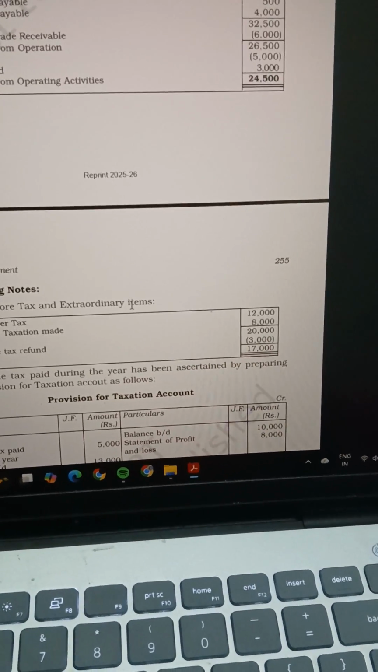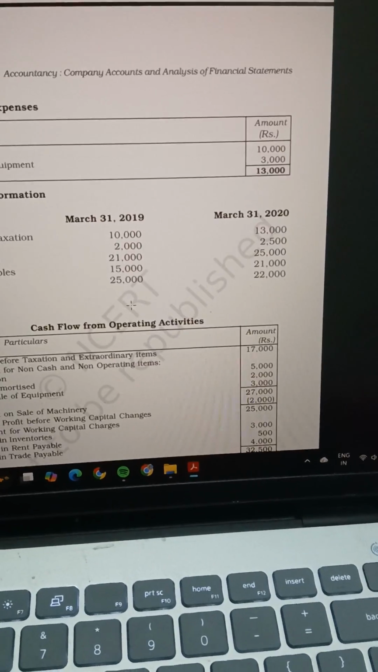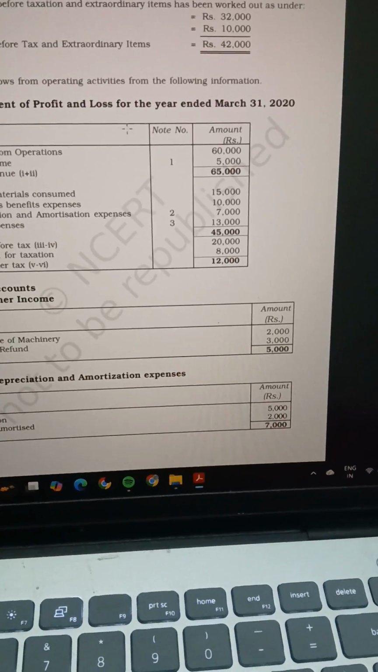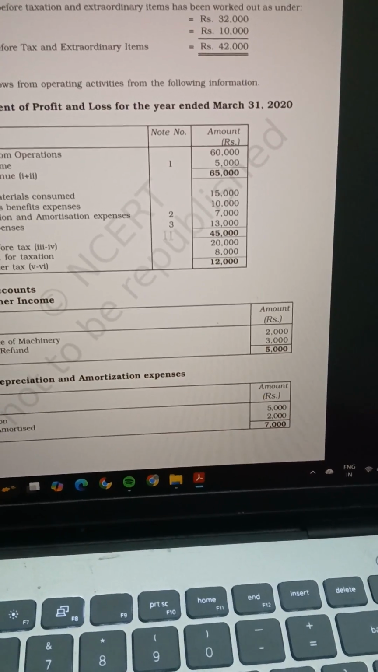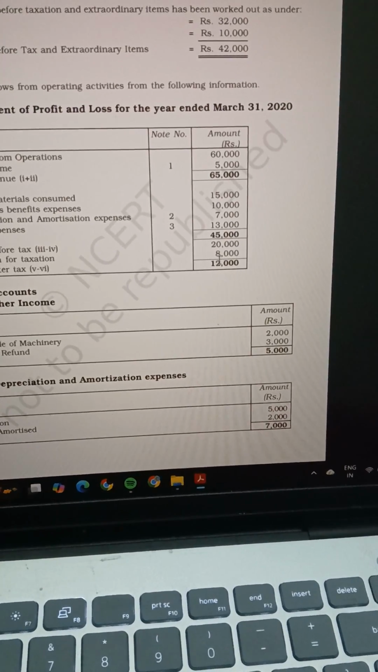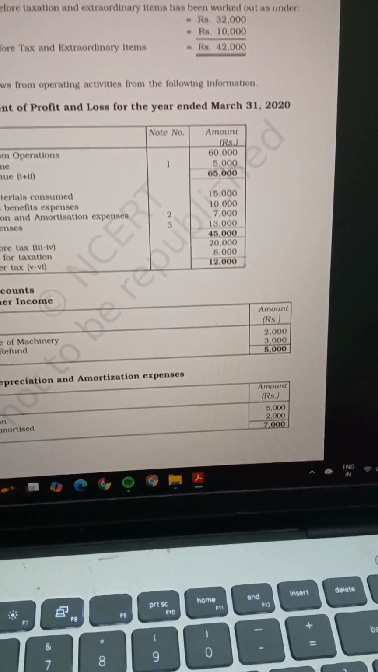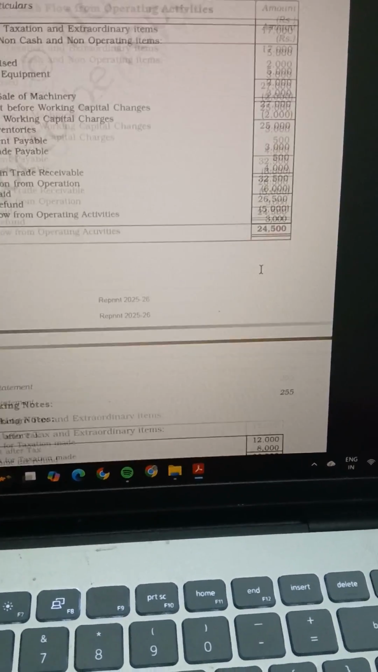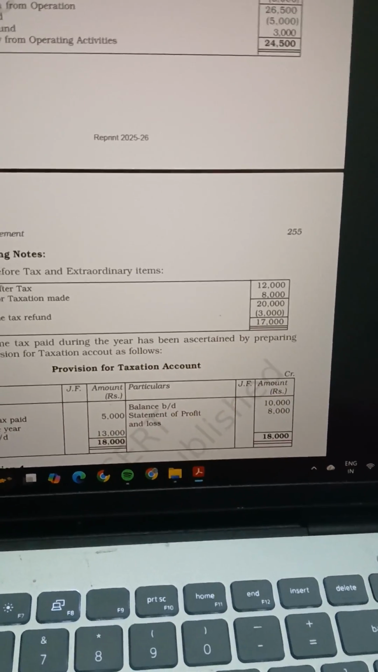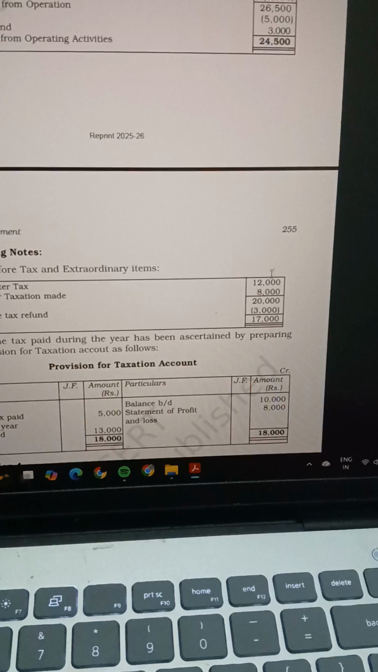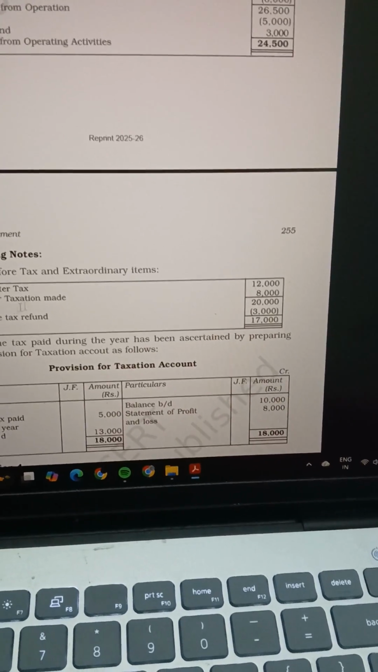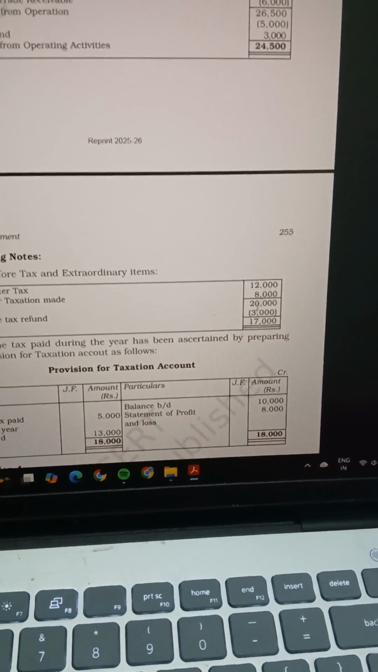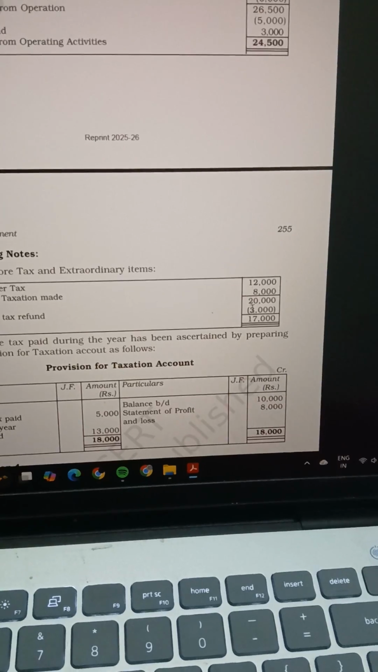Here, the first item will be net profit after tax. That is given in the profit and loss account. The net profit after tax, this figure, is 12,000. The amount of taxation is 8,000. You have to keep it in mind. Then coming to our notes, the net profit after tax is 12,000 as we have found out. Then the provision for taxation made, as I have shown, is 8,000. By adding these two, we get 20,000.